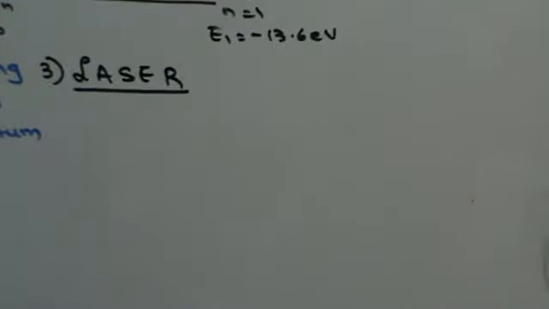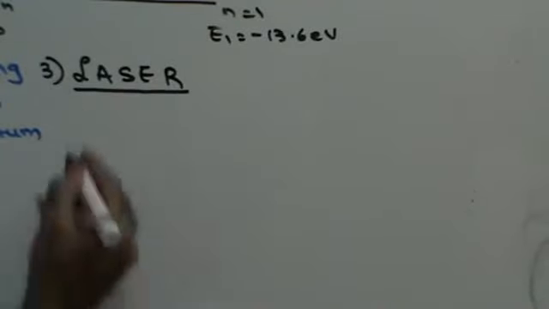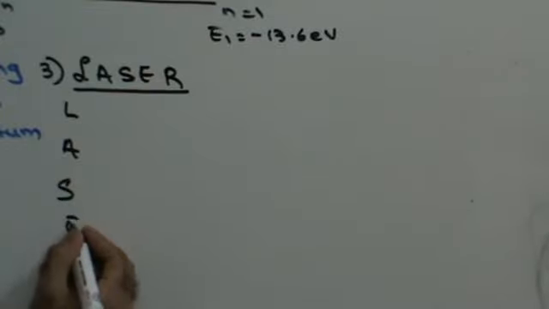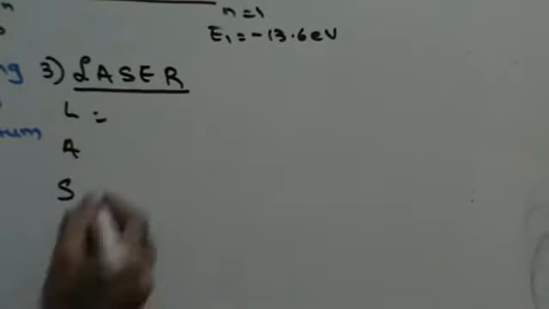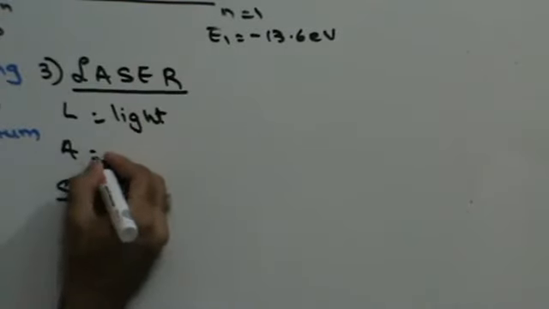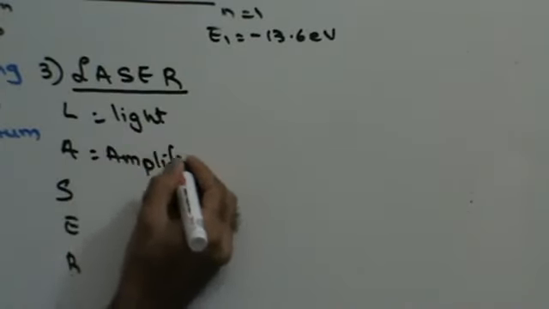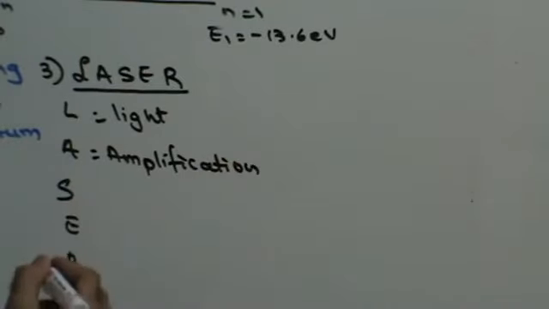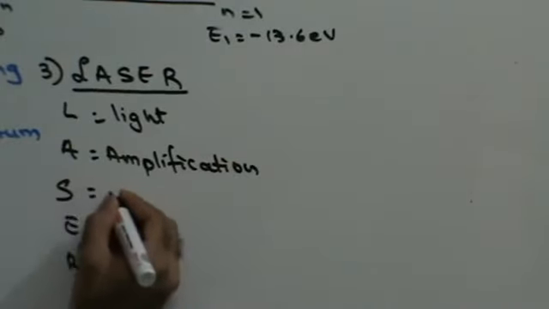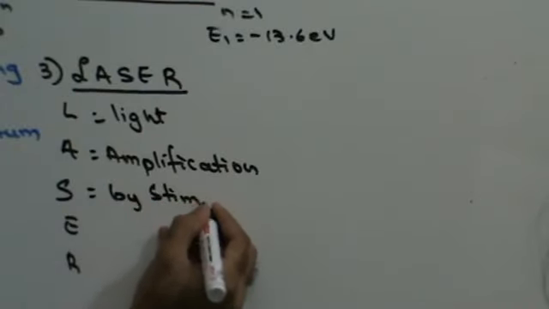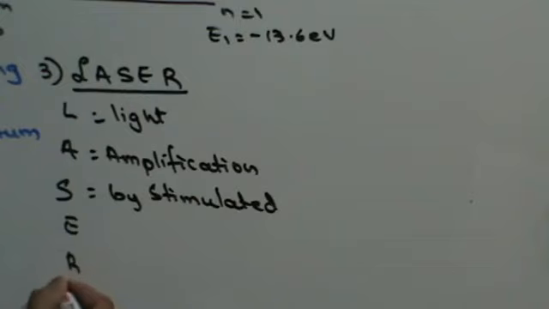Okay. So now do we understand the limitations of ordinary light, and that is the reason why ordinary light cannot be used. Hence we use a different kind of light which is called laser. What do you mean by laser? Laser stands for light amplification by stimulated emission of radiation.